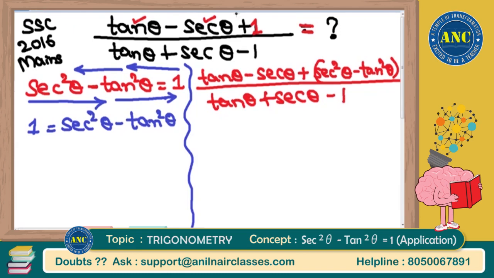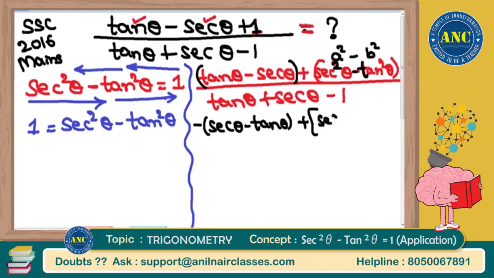Now, can I again say that? See here, sir, think logically: secant square theta is nothing but a square, minus tan square theta is nothing but b square. Don't again substitute secant square theta minus tan square theta as 1, you will keep getting the same question again and again. So it is a square minus b square. Can I say it as this tan minus secant? I can write minus common outside and write it as secant minus tan, plus secant square minus tan square is a plus b. It is secant plus tan into secant minus tan.